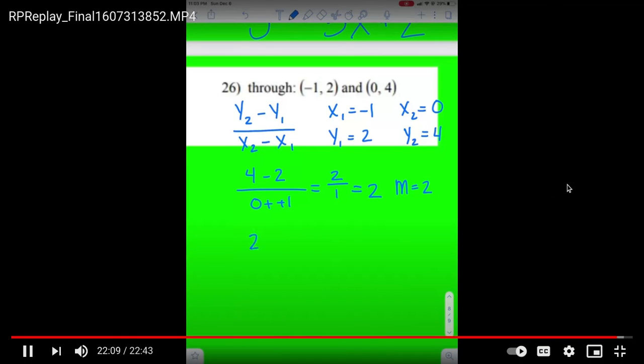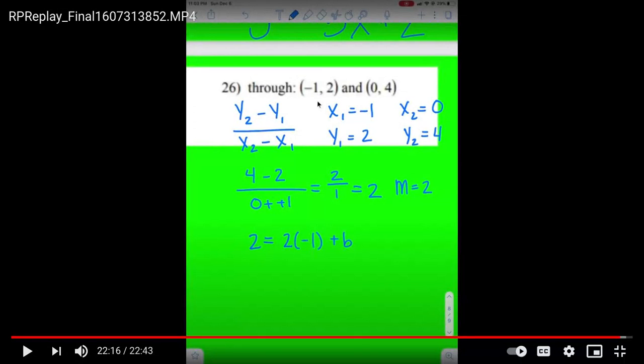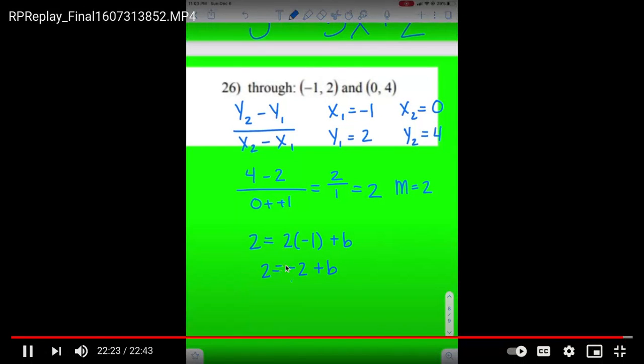And then I'm going to go ahead and substitute that into an equation to solve for b. So I'm going to use the point negative 1, 2. So here you can see I use my slope of 2. I use 2 as my y from this point right here, and negative 1 as my x from that same point. And that is going to give me 2 is equal to negative 2 plus b.